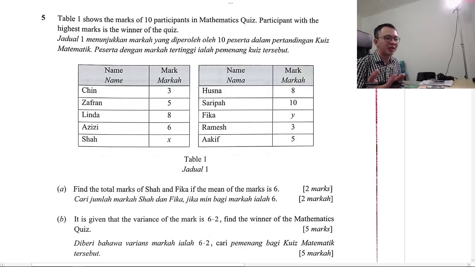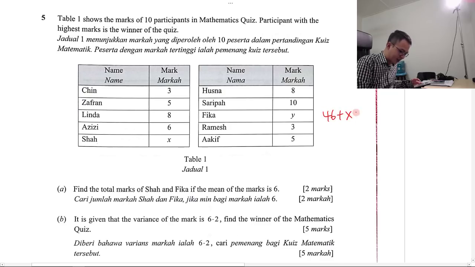You can easily find the mean, right? The mean is basically all the marks added together, divided by the number of students. So I will just add 3 plus 5 plus 6 plus 8 plus 8, adding all the numbers here using the calculator. So 3 plus 5 plus 8 plus 6 and then plus 8 plus 10 plus 3 plus 5. Alright, so I should have 46.